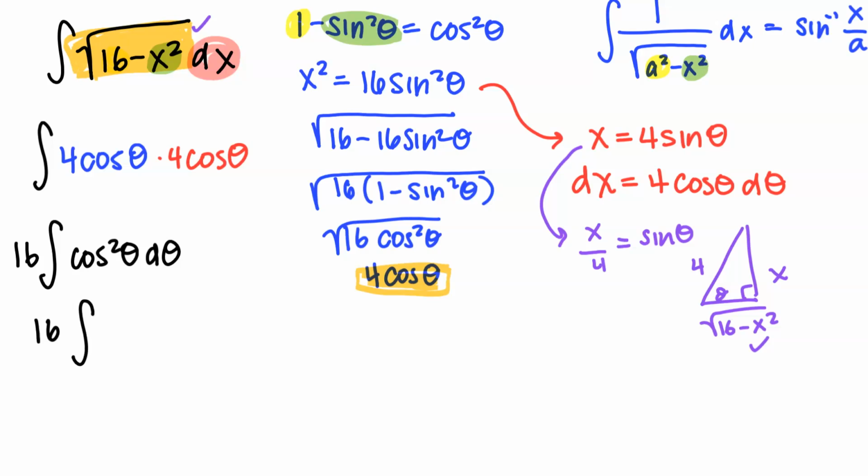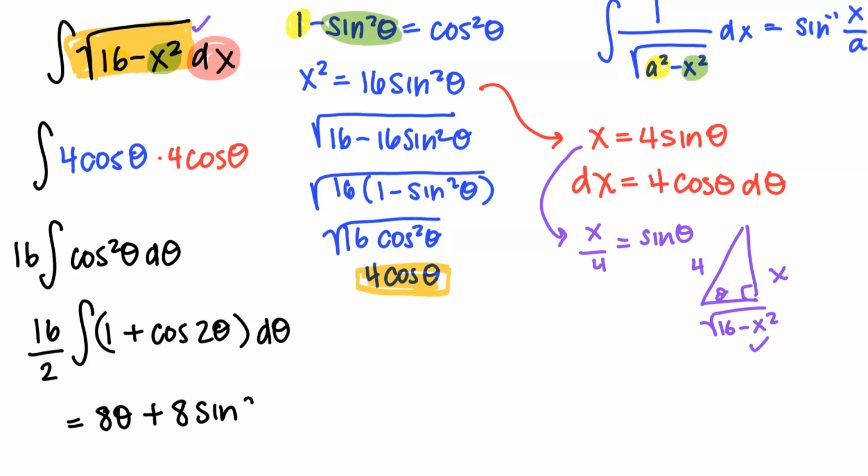So this is 16, I'll go ahead and bring the 1/2 out in front, 1 plus cosine of 2 theta d theta. This is something we can go ahead and take an antiderivative of. We will have 8 theta plus, if we take the antiderivative of cosine, do we still say positive? Plus, yes we do, 8 sine of 2 theta divided by 2, because there's a baby u sub happening there and I didn't want to bother with the u sub, plus c.